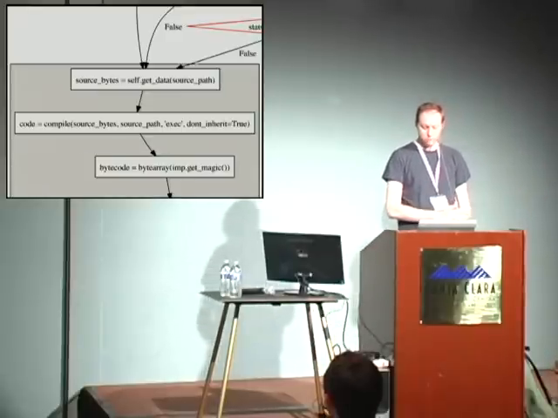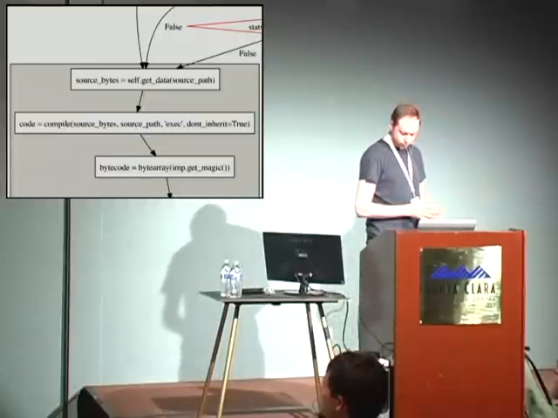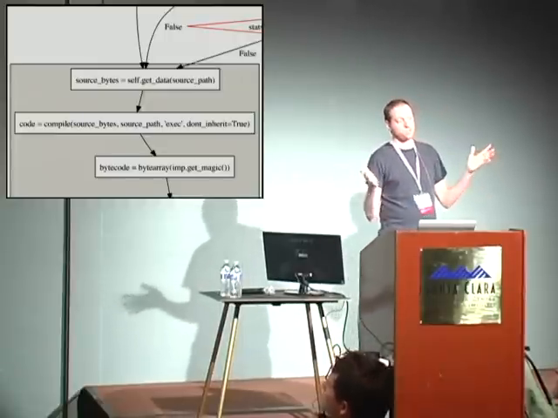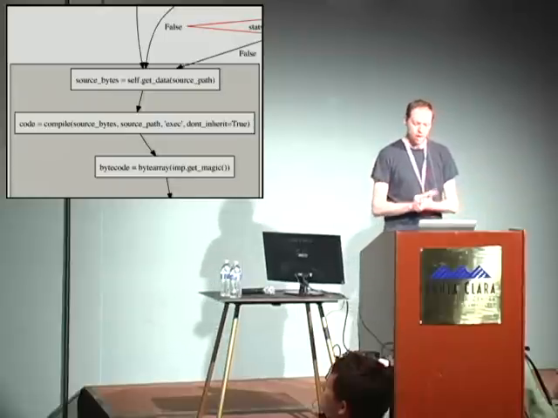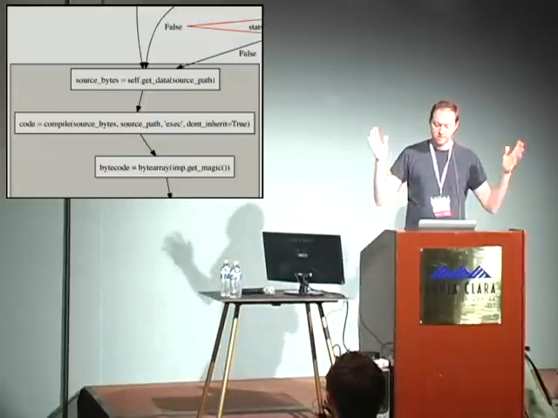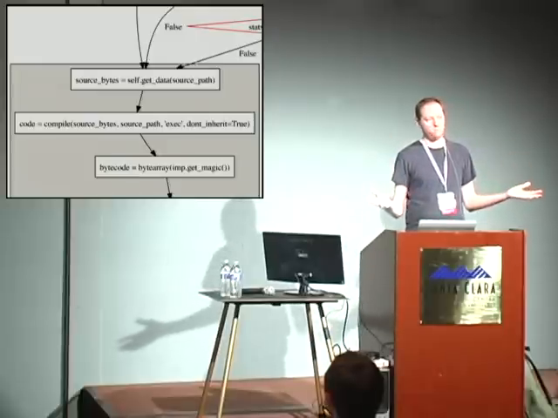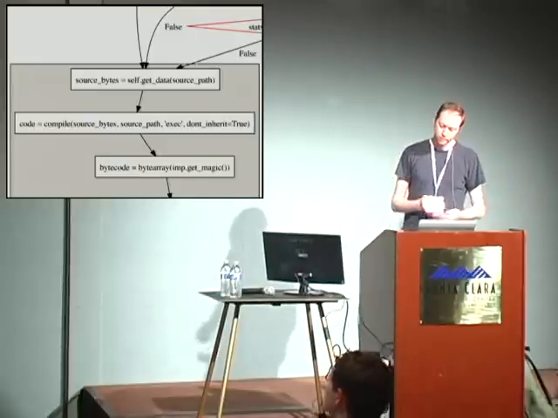Well, you read the source code using self.get_data, just like you used to read the bytecode. You run compile. This is just a built-in compile, nothing special, with the bytes from the source code. The path to the source as an exec, and you don't inherit from where you're running because you don't want to use importlib's builtins and globals. It just wouldn't make sense.